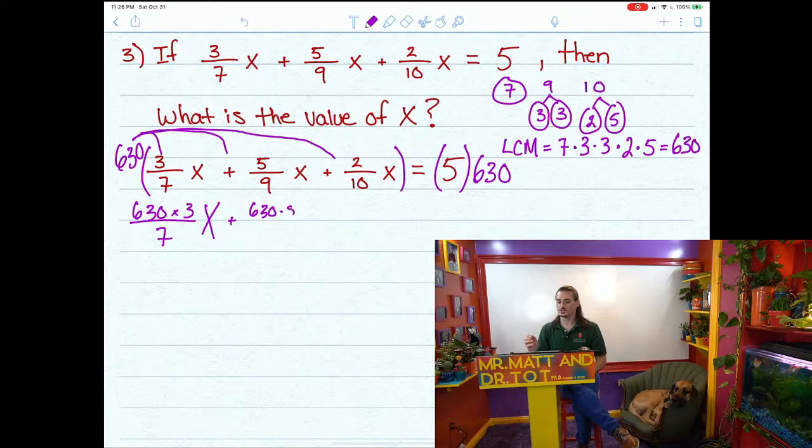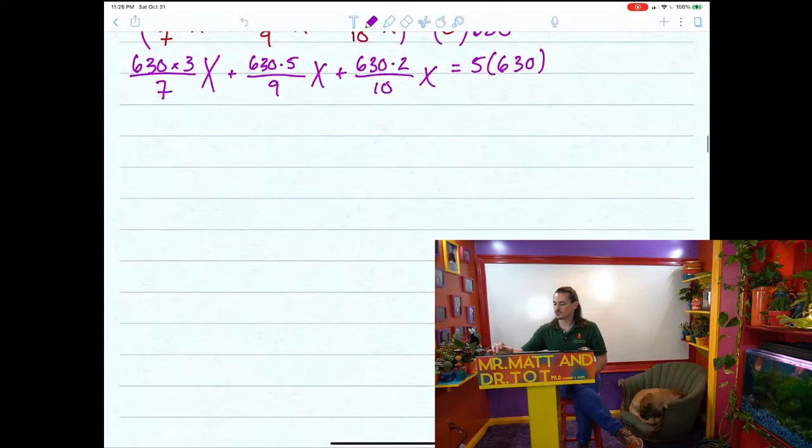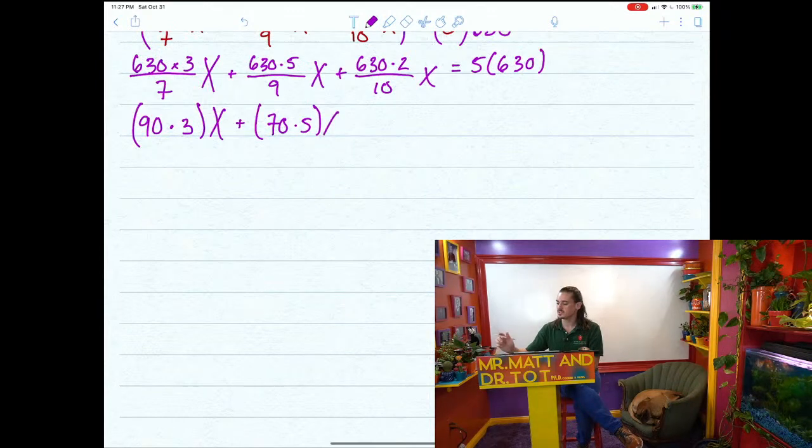630 and 7 will reduce. 630 divided by 7 is 90, so this turns into 90 times 3 times x, plus 630 divided by 9 is 70, so this turns into 70 times 5 times x. 630 divided by 10 is 63, so this turns into 63 times 2 times x. And finally, 5 times 630 is 3,150.